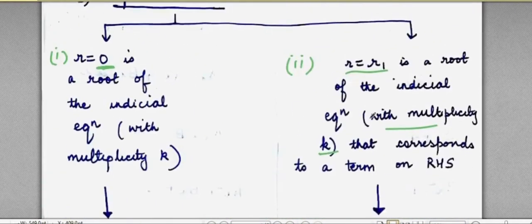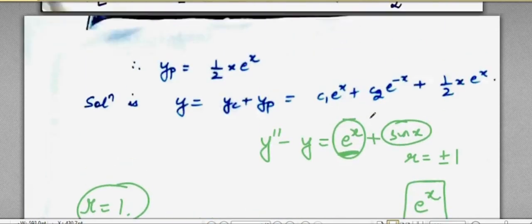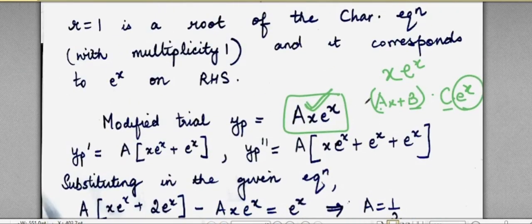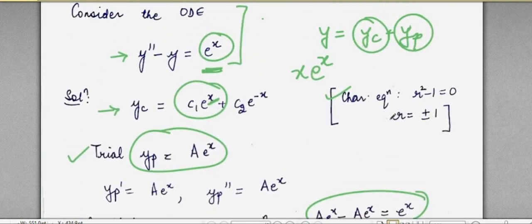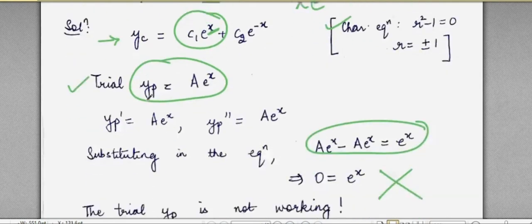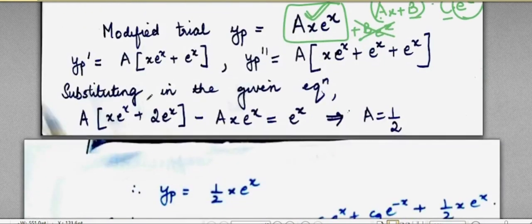Alright, so let's go back to this sample question which we started with. Instead of x e to power x plus b e to power x, first of all it had a b e to power x, which we did not write because a b e to power x kind of term was already coming in yc. So we will not write duplicated terms from yc. So your modified trial yp will be this.